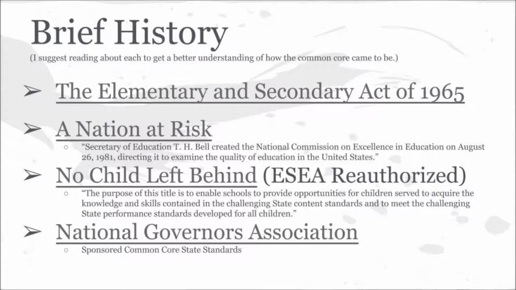So let's talk history. The Elementary and Secondary Act of 1965 came from President Lyndon Johnson's War on Poverty. Its purpose was to fund elementary and secondary education. It's been reauthorized every 5 years since then. It was also known as the Improving America's Schools Act of 1994. Then came the publication of A Nation at Risk. Secretary of Education T.H. Bell created the National Commission on Excellence in Education. He directed it to examine the quality of education in the United States. This kicked off the standards-based education reform.